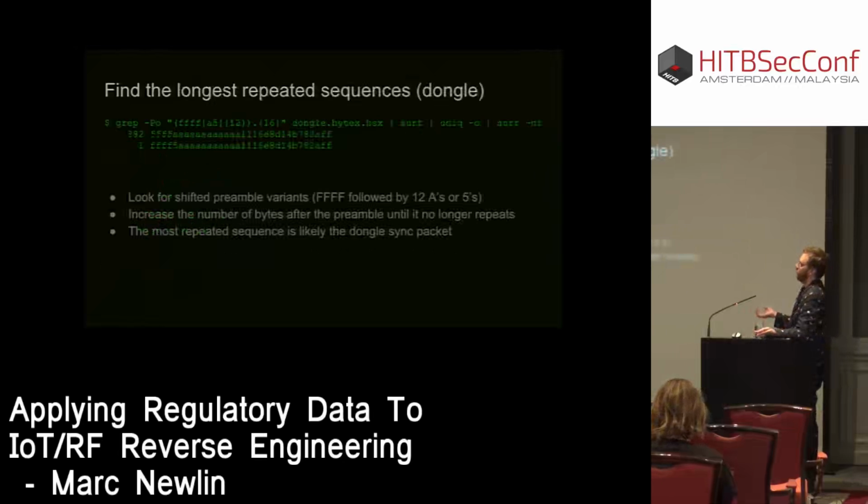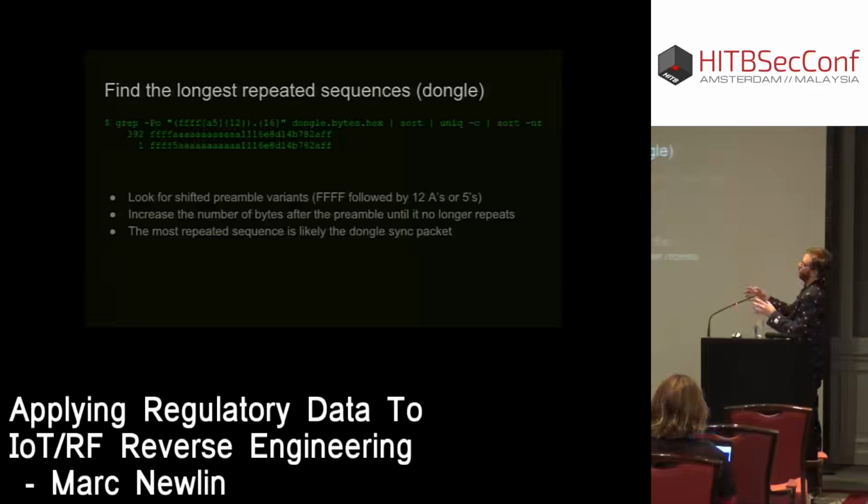So now we want to find what sequence of bytes follows this preamble. We can just use grep again, and we start with the preamble. In this case, we're looking for 4 Fs followed by either 12 As or 12 5s, because if you have FFFF and 12 As and you shift it by 1 bit, you get 4 Fs followed by 12 5s, and so we want to cover all bases.